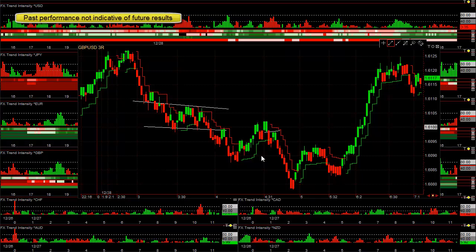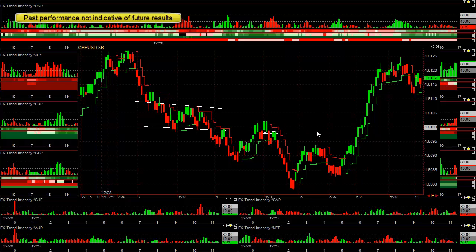Sometimes I'll get out with a 2 or 3 pip loss if it doesn't go below not only these lows, but the lows of the previous swing. Once it breaks that low here, you're pretty much safe. This one came back up, but it didn't hit the trailing stop. As it starts to move back down, I'm moving my stop to break even.